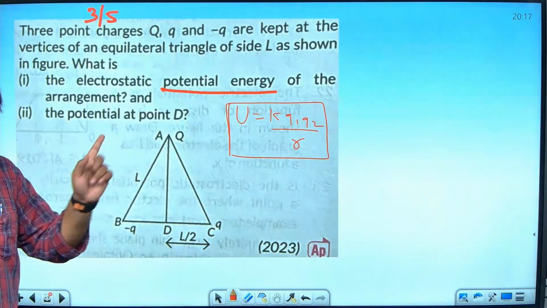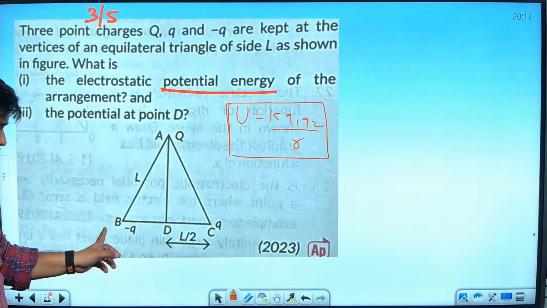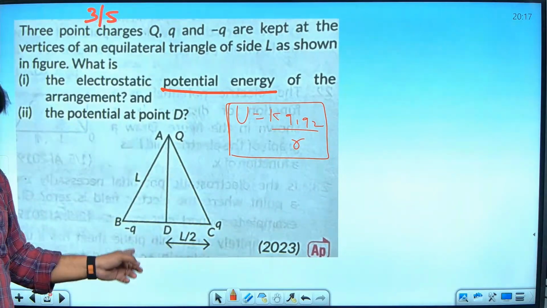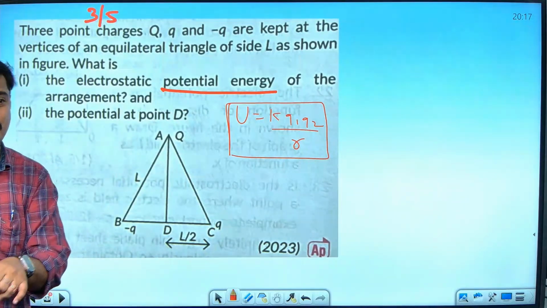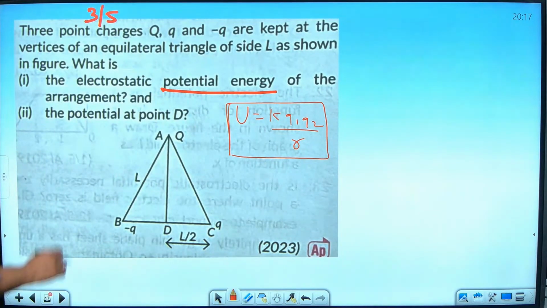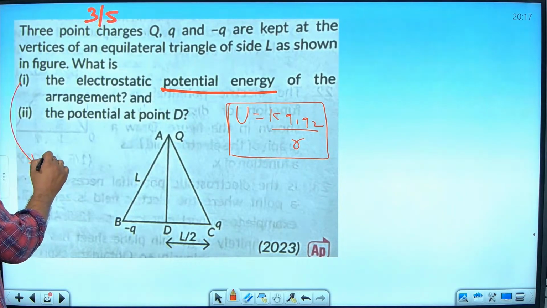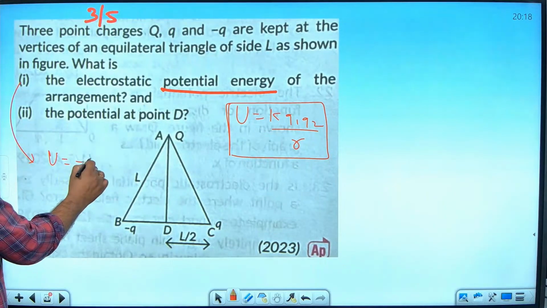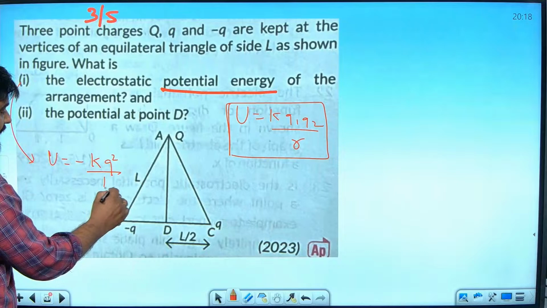If you realize, you will understand that K Q minus Q by L and K Q plus Q by L will cancel each other. What remains is only K minus Q, Q by L again. So the answer is K Q minus K Q square by L for the first part. Without even touching the pen, I can tell. The first part answer will be electric potential energy U will become equal to negative of K Q square by L. Do you agree with me?